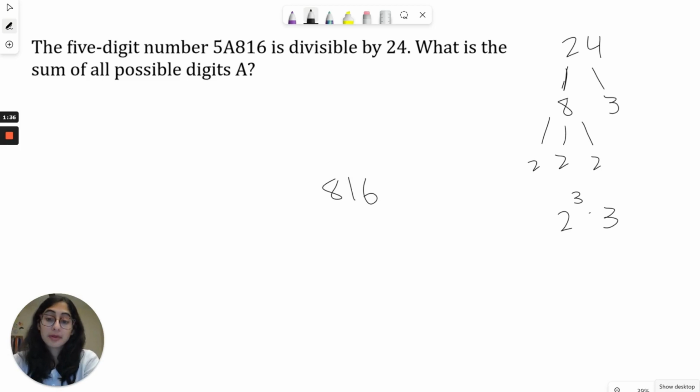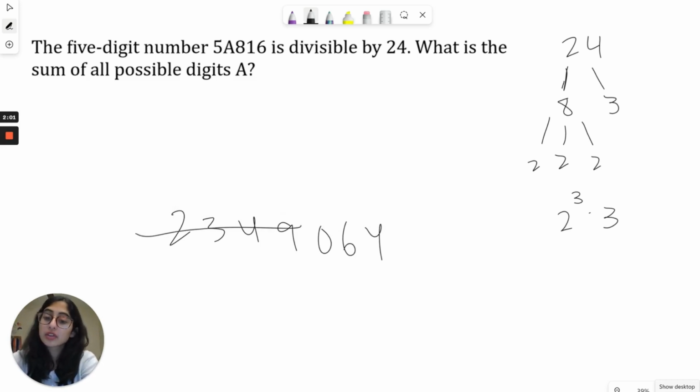816 is divisible by 8 because 800 is divisible by 8, and 16 is also divisible by 8, and when we add them up, they're also going to be a multiple of 8. So since these last 3 digits are divisible by 8, we know the whole number is. For example, if we had the number 2,349,064, we know this number is divisible by 8. We don't even have to divide it or look at any of the earlier digits. Just by looking at the last 3, we know that 64 is divisible by 8, so the whole number must be.